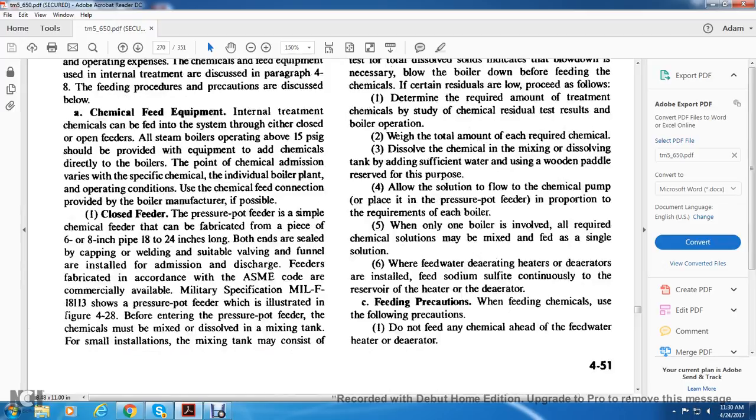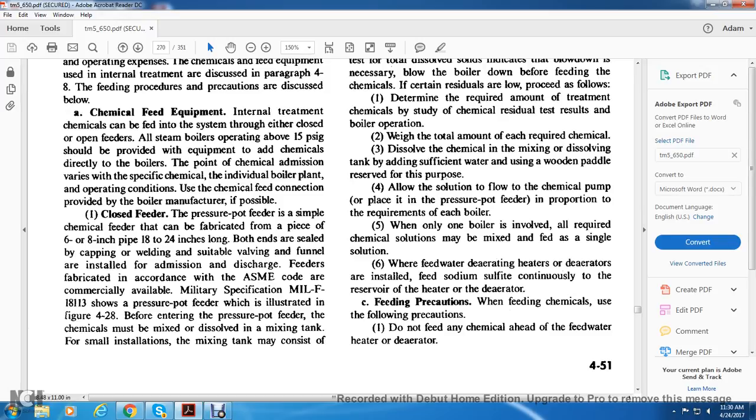The chemical feed equipment. The internal treatment chemicals can be fed with a system that will be either closed or open. A steam boiler operating with a 15 psi gauge should be provided with equipment to add the chemical directly to the boiler. The point of chemical admission varies with the specific chemical, the individual boiler plant, and the operating conditions, and should be used in the chemical feed connection provided by the boiler manufacturer.